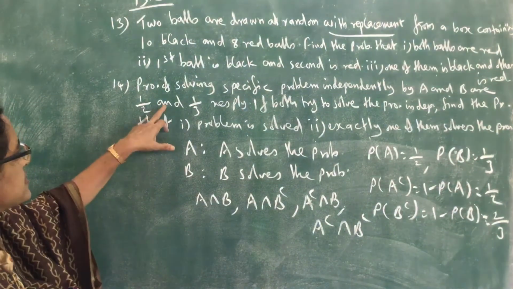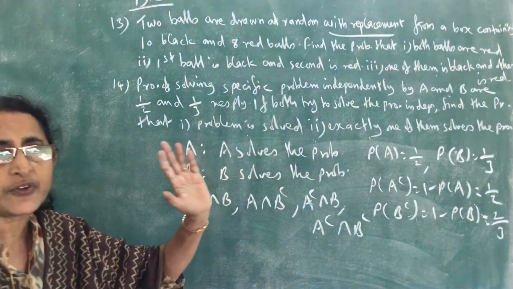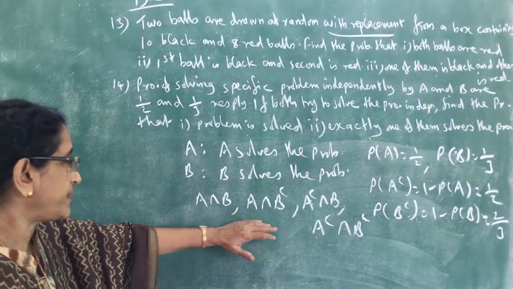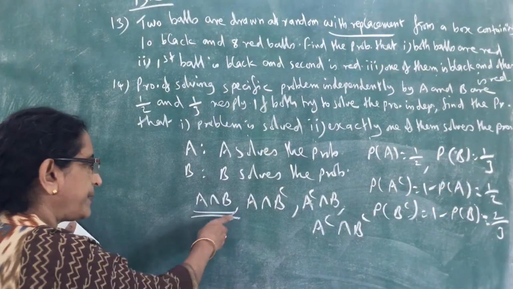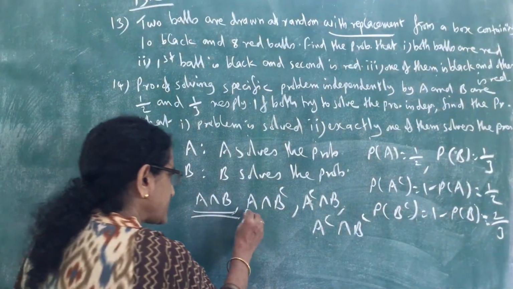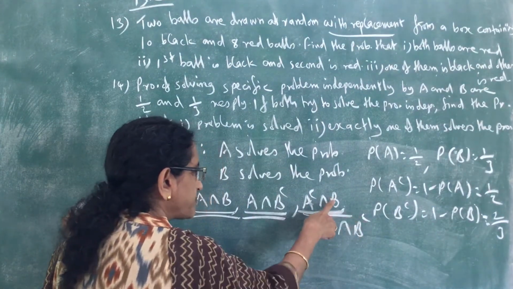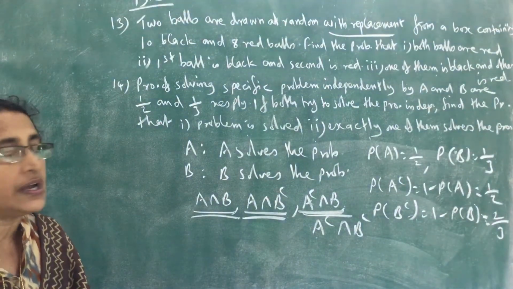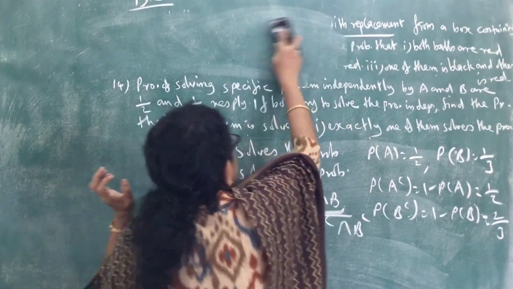Now consider the first question: the probability that the problem is solved. We want to find the probability that the problem is solved. That means in this case the problem is solved, A and B both solve the problem. Here A solves the problem, then also the problem is solved. Here also the problem is solved because B solves the problem. So in these three cases the problem is solved.